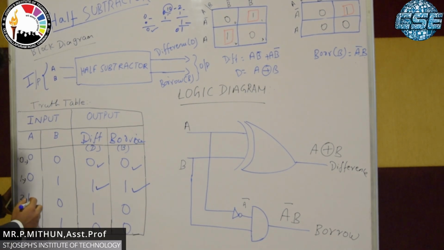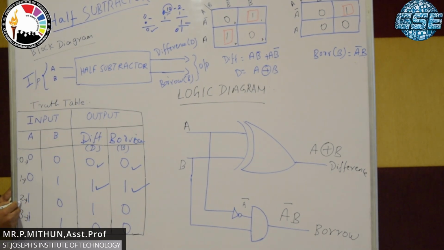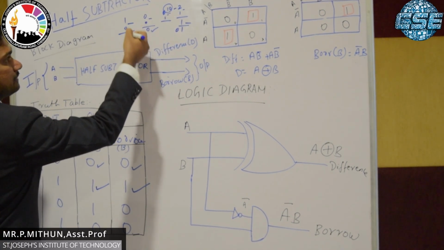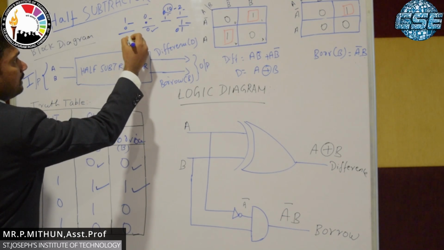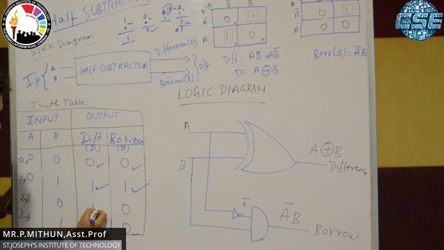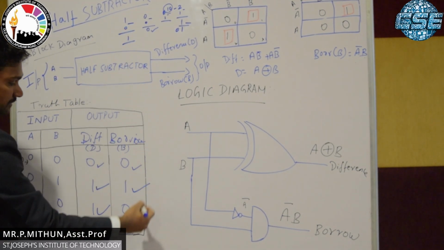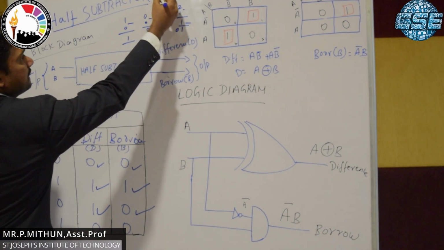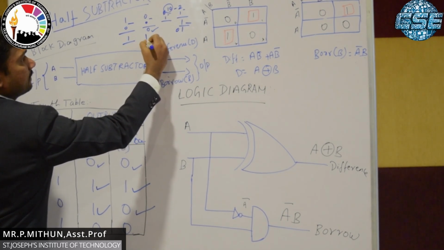The third one, for the decimal value 2, is 1 0, where we want to subtract. 1 minus 0, there is no borrowing needed, so it is written as 1, so the difference is 1. There is no need of borrowing anything, so put 0. And the final one, 1 minus 0. The same way, 1 minus 0.